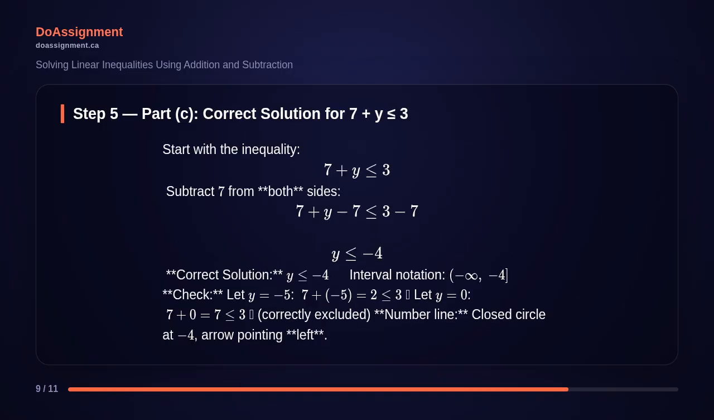Here is the correct solution for Part C. We subtract 7 from both sides. On the left, 7 minus 7 cancels, leaving y. On the right, 3 minus 7 equals negative 4. So y is less than or equal to negative 4.